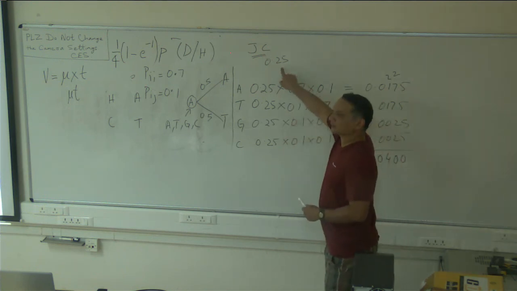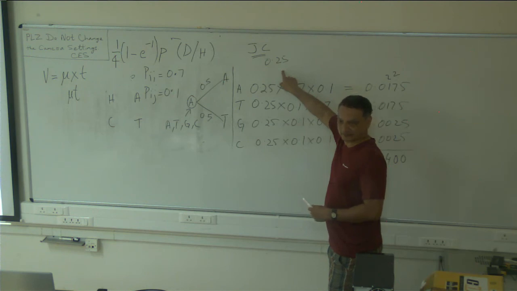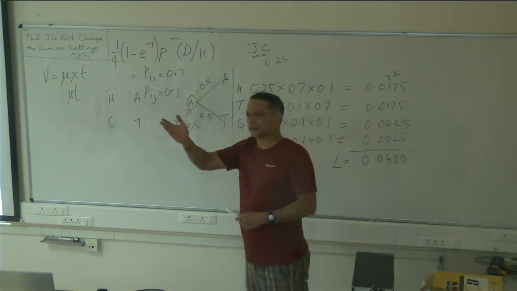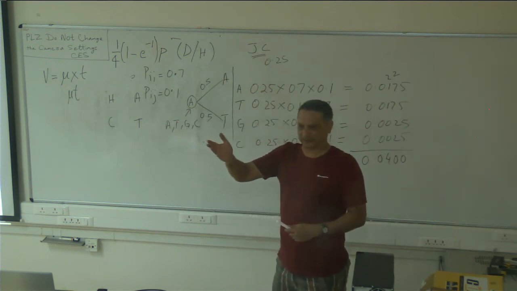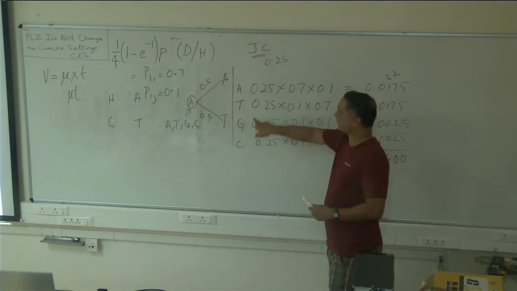This one is assuming equilibrium base frequency. There are some models that do not assume equilibrium base frequency. Those models will estimate the frequency of the various bases. Remember, I showed you a data set where I think T was 0.34 or something like that. Then you would actually put 0.34 here.